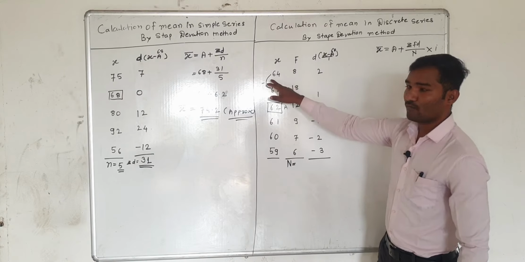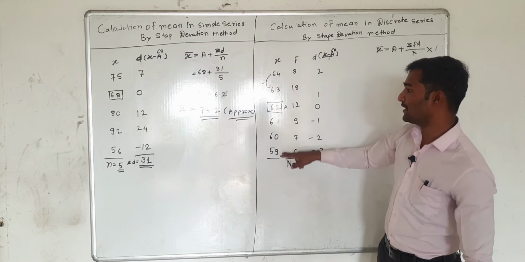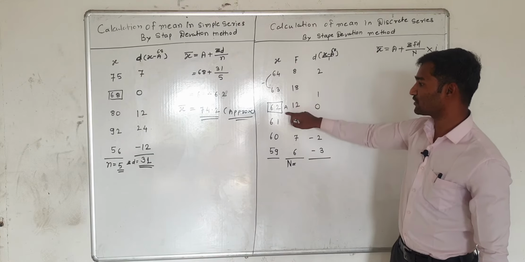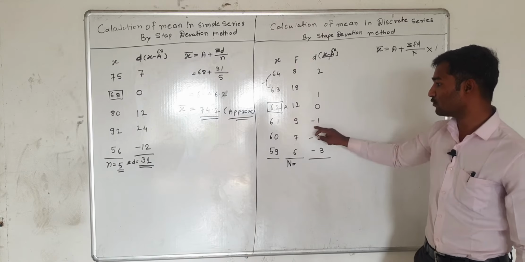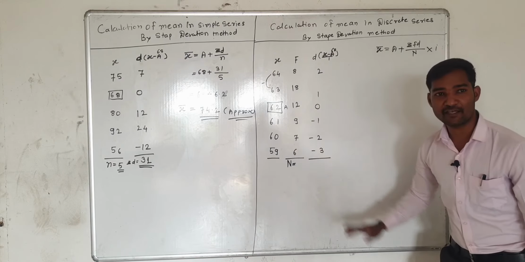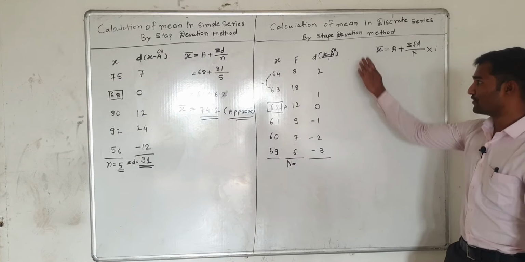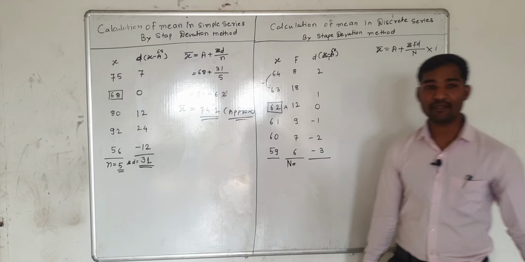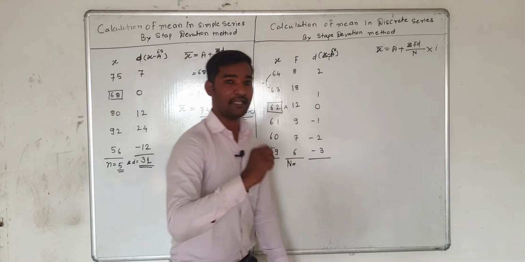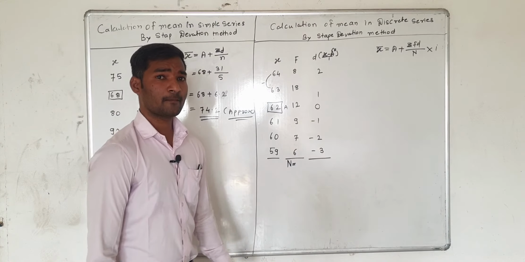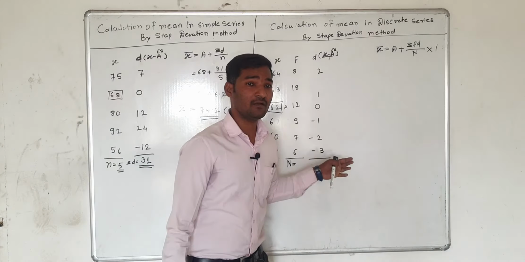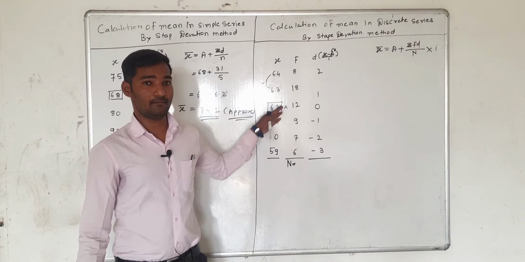We reduced that value from the x values: 64 minus 62, 63 minus 62, 62 minus 62, 61 minus 62, 60 minus 62 and 59 minus 62. So we got the values of D. Okay, now what do we require? We require FD. So how to calculate FD? Multiply that deviation by the frequency.